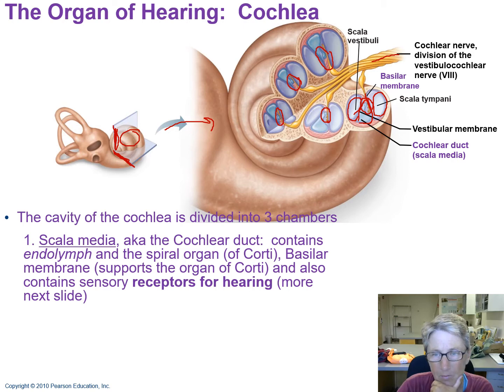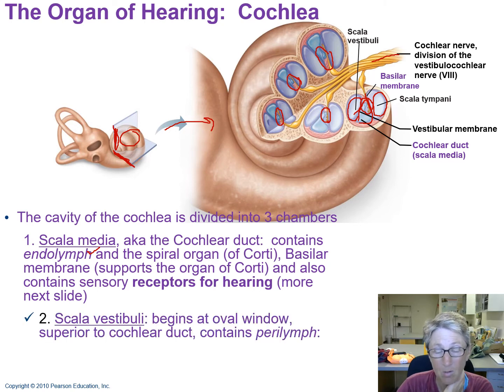The fluid in it is called endolymph, and the organ of hearing is called the spiral organ of Corti. The basilar membrane supports the spiral organ of Corti, and it also contains sensory receptors for hearing. So like I said, that's where we do our hearing, in the spiral organ of Corti.